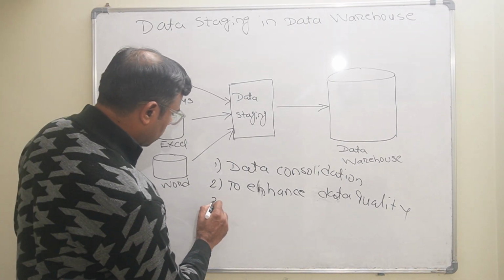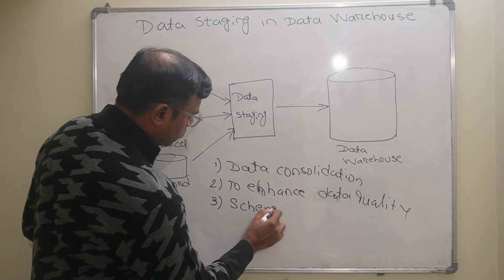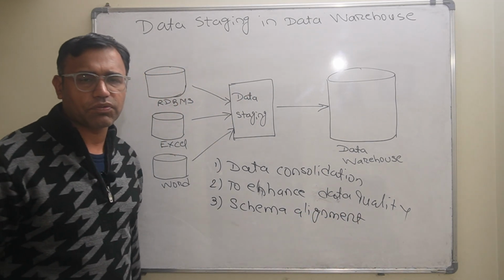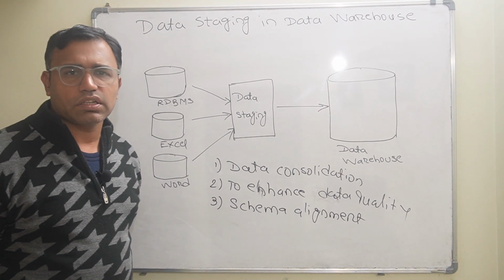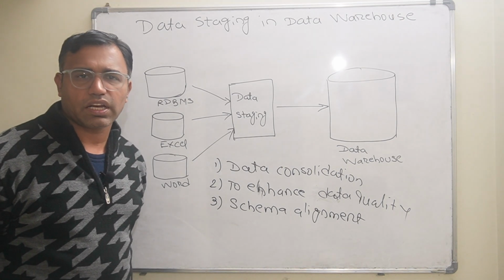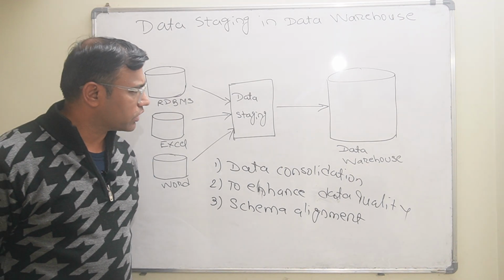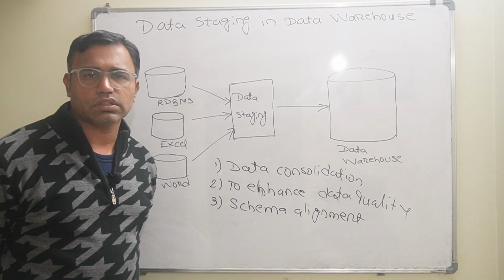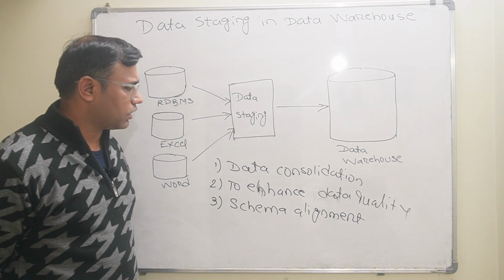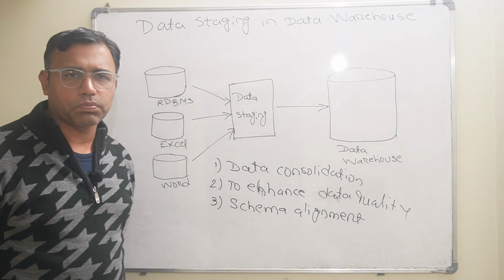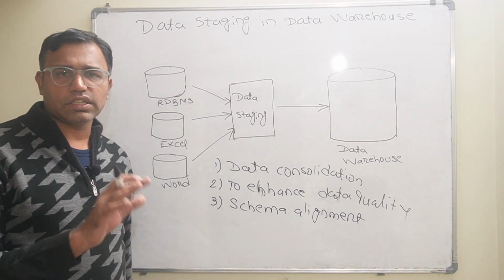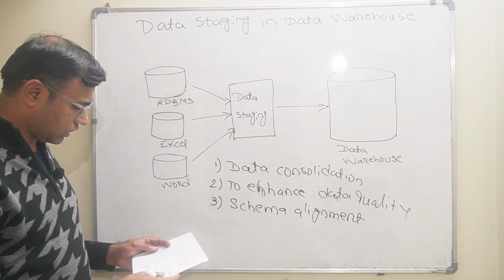Next is schema alignment. Since the data is coming from various sources, they may have different schemas. Now to store that data into the data warehouse, we need one consolidated, unique schema. So to align the schema, or to provide only one unique schema, we need schema alignment. In the data staging area, the schema alignment can be done.